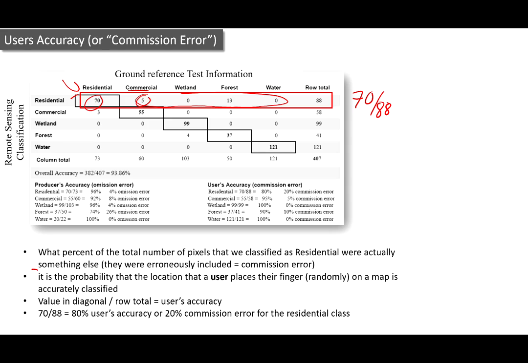Sorry, let me quickly define this. It's the probability that the location a user places their finger on randomly on a map is accurately classified. I'm putting those definitions out there, but I don't put much stock in the actual terminology themselves. We just say, we know it when we see it. User's accuracy is 70 over 88, which is 80%. So the higher this number is, the less overmapping that class did.